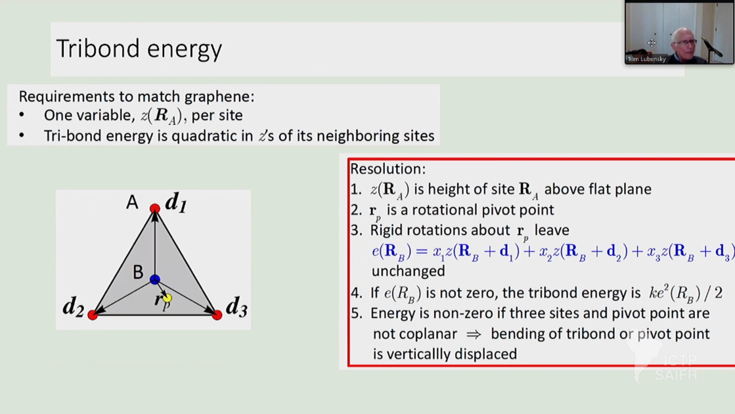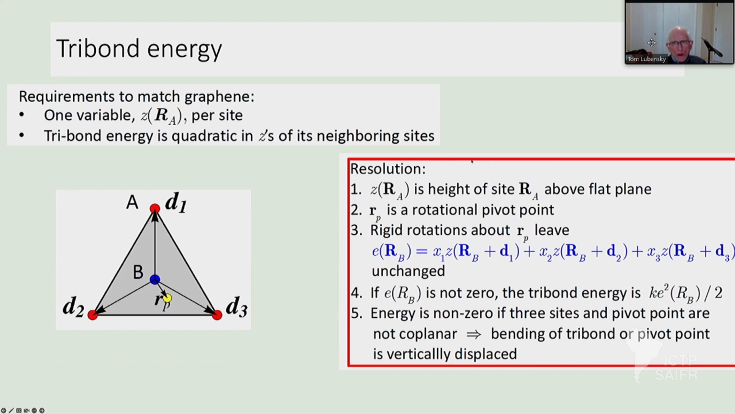Oh, okay. So now what are the requirements for making the model? One is we want 1 variable per site, which we're going to call Z of RA. So Z, remember that we're thinking of the red dots as the sites. So Z of RA measures the vertical height of the particular RA site. So RA are the set of sites that are red, and RB are the set of sites that are blue.